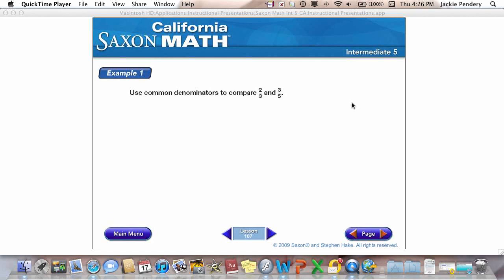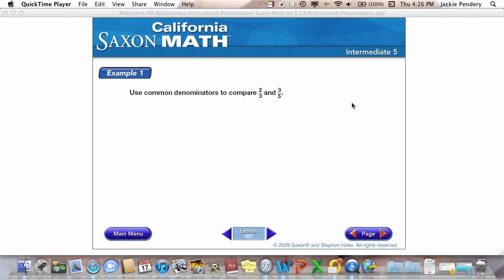Okay, so welcome back. I'm assuming that you have read page 798. So we're going to be talking about using common denominators in order to compare fractions, because sometimes when we're comparing two fractions, it's difficult to tell which is larger or smaller if they don't have the same denominator. So for example, number 1, we are going to use common denominators to compare 2/3 and 3/5.